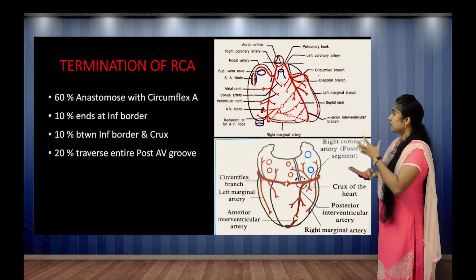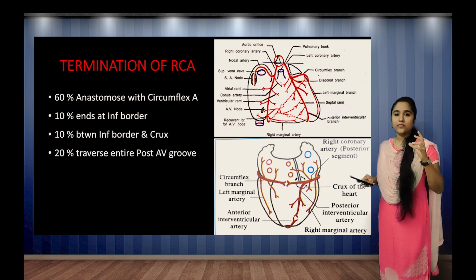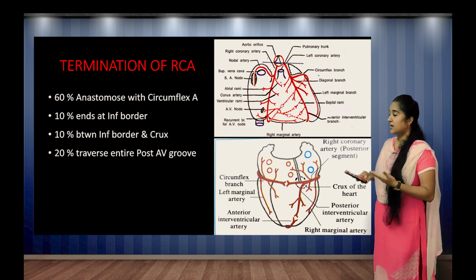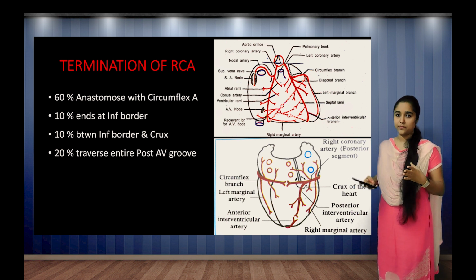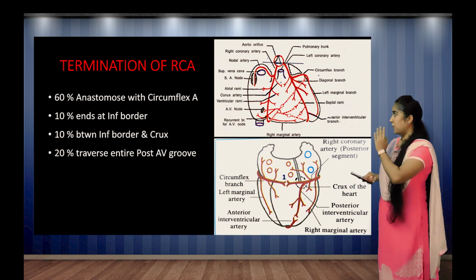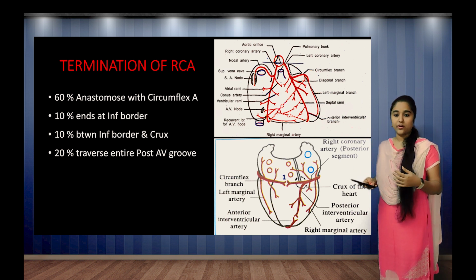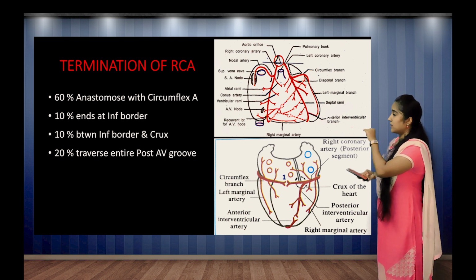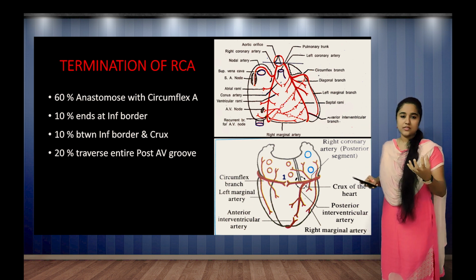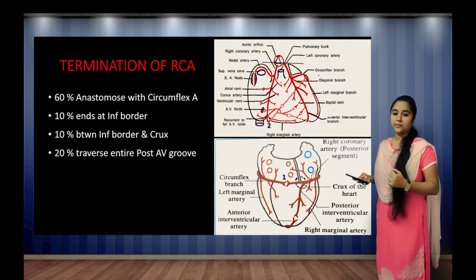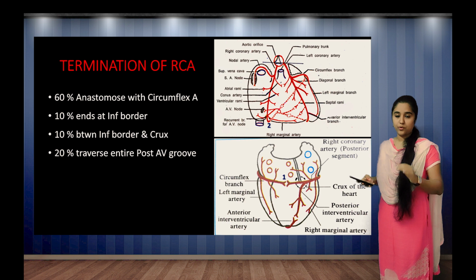Now we will see the termination of the right coronary artery. We have discussed the course and its branches. The right coronary artery has 4 kinds of termination. Usually, in 60% of the population, it anastomoses with the circumflex branch of the left coronary artery. You can see the marked one. Whereas in 10% of the population, it ends at the inferior border.